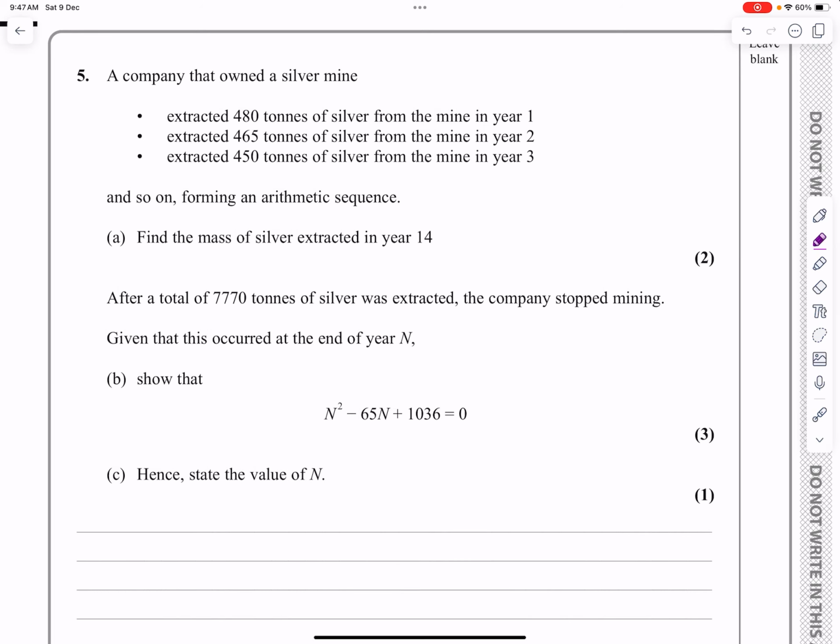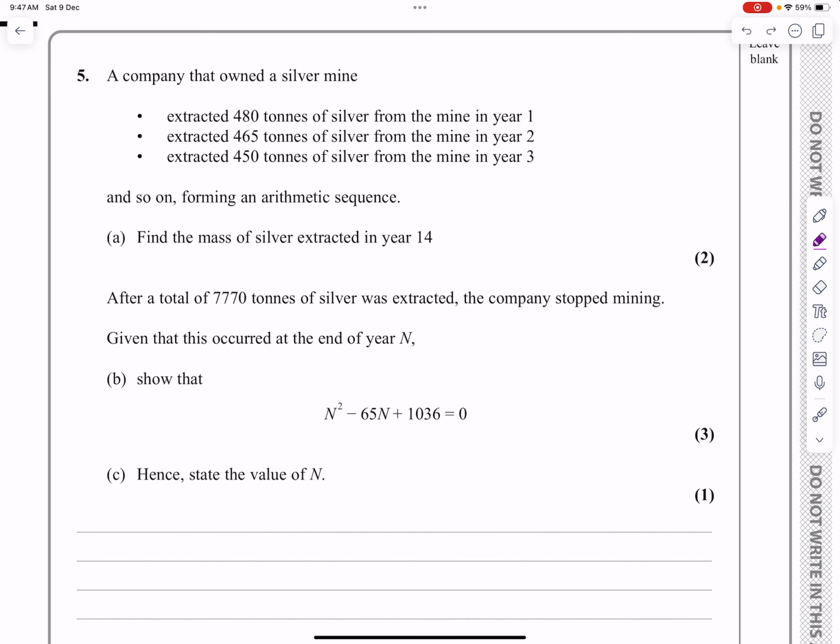Okay, this is the P2 paper from October 2021. It's question number 5, and this is going to be a modelling with series question. It actually asks me to show that something's equal to an arithmetic sequence, and then later on we're going to be doing the sum to n terms of an arithmetic series here. So let's have a look at it and make a start.